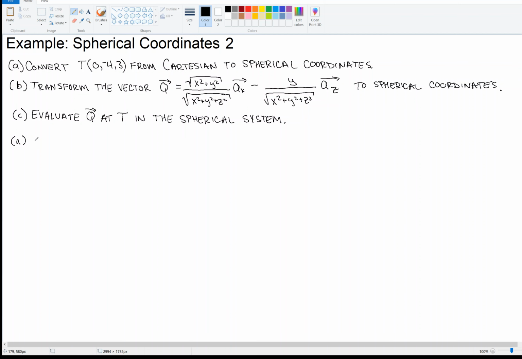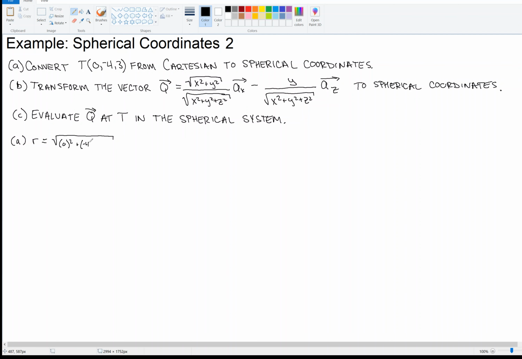Now let's recall that the radius of this thing is the square root of the sum of the squares. So 0 squared plus -4 squared plus 3 squared. Right, so we've got 16 and we've got 9, so that's 25. So take the square root of that. That's nice, we get 5 there.